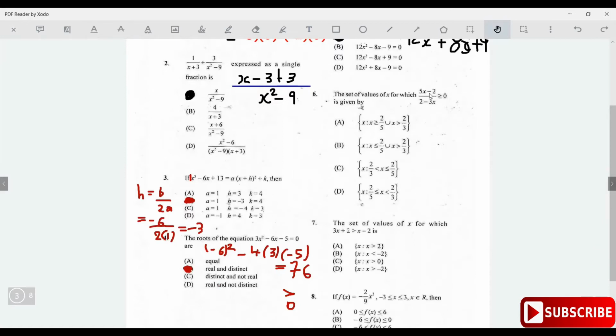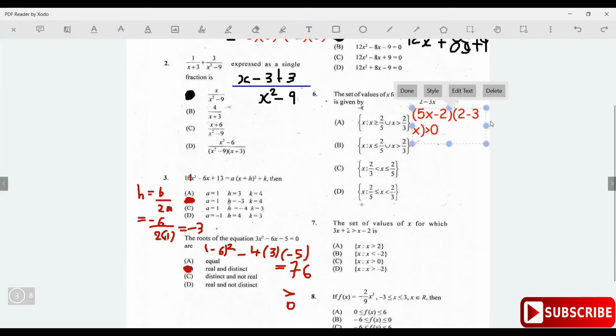The set of values of x for which this is greater than or equal to 0. First thing to do is to convert it into a quadratic inequality by writing it as 5x minus 2 times 2 minus 3x, and this is greater than or equal to 0. So it's best to write it this way.